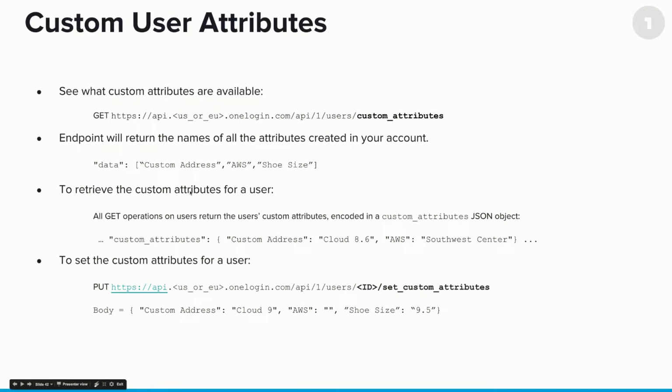Now, if you want to retrieve the custom attributes for a user, you simply perform a GET operation on the user to return the user's custom attributes. These will be encoded in a custom_attributes JSON object that's returned as part of the other details about the user. However, to set the custom attributes for a user, again, familiar endpoint, with PUT users, the user's ID, /set_custom_attributes. And in this case, it's simply a set of key-value pairs, where the first value is the name of the custom attribute, and the second value is the value you want to put into that attribute.